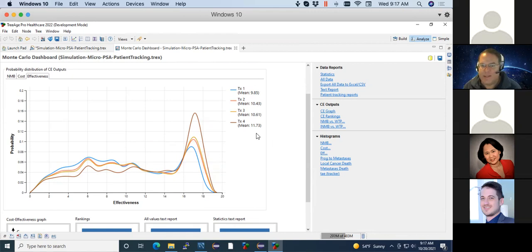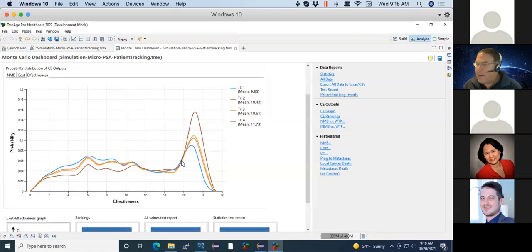And here are the means, right? Treatment 4 had the highest QALY, had the most people who lived to the end. But this little bump here, that would be concerning to me if you wanted to be mimicking a lifetime model. That's obviously not happening if you have this big bump here.